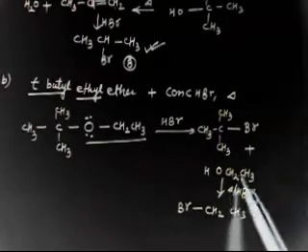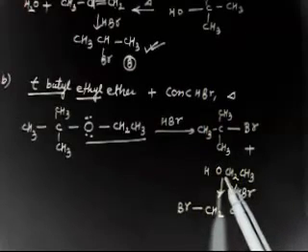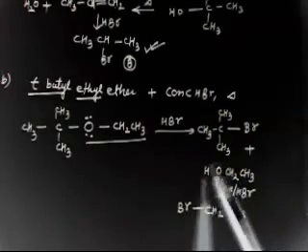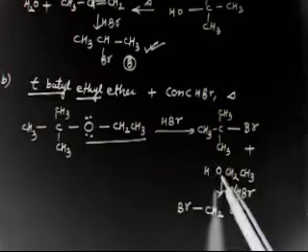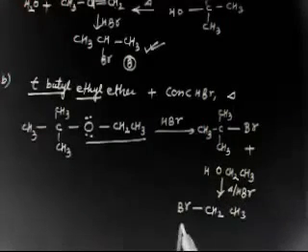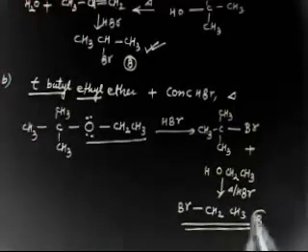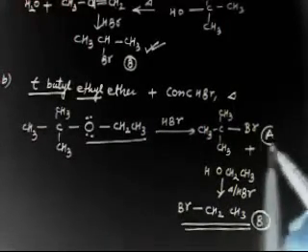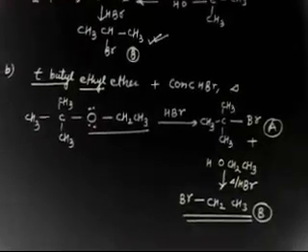You can do two things. You can make an alkene and then add HBr, or you protonate this OH and make a good leaving group. H2O goes and Br attacks. So you will have this compound. This compound you will get, another this compound you will get. So these are the two products you will have in this reaction.